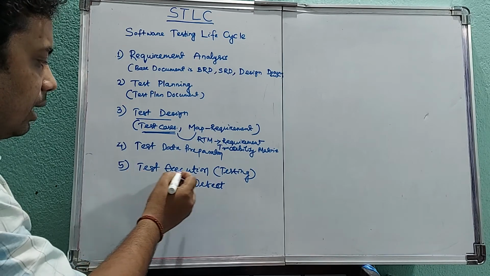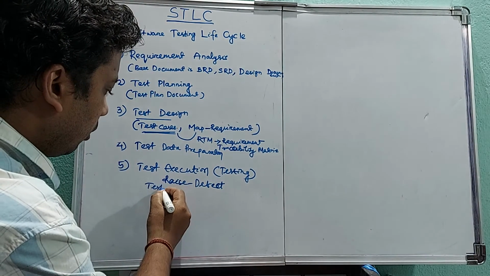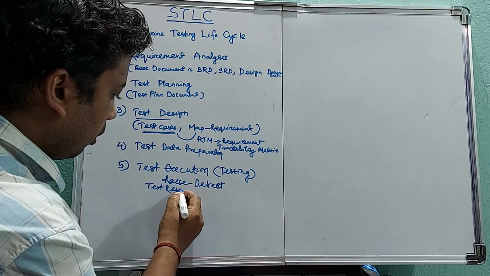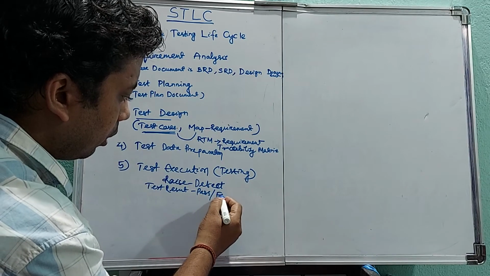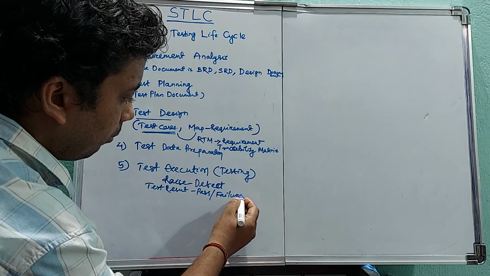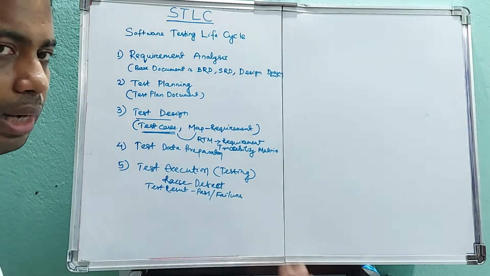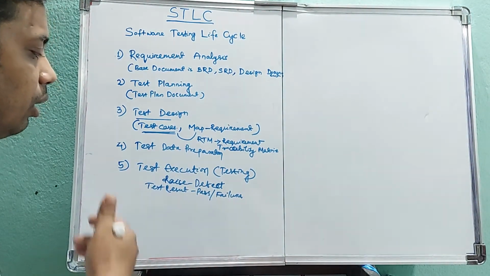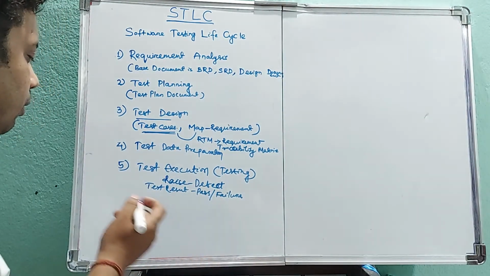So in test execution, we also produce test results, pass or failure, so that the management understands where we stand as a part of our testing. When all test cases pass, we say our testing is completed.